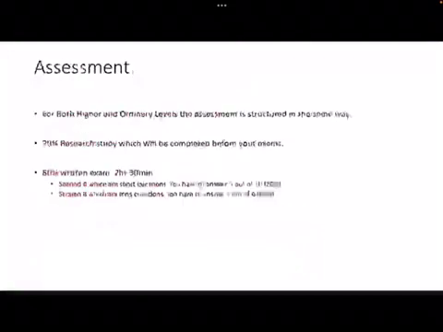For assessment then, both higher and ordinary level exams are assessed in the same way. Both higher and ordinary level will have a 20% research study which will be completed before your exams. This is worth 20% of your overall result for your Leaving Cert. You then have an 80% written exam during your Leaving Cert exams.